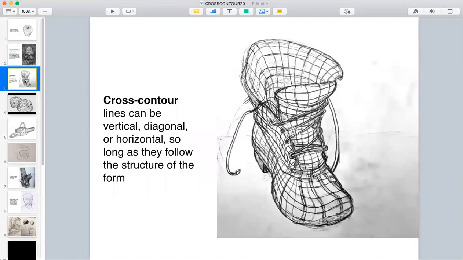So the cross contour lines can also go vertical and diagonal. The only rule is to stick with the function of them, which is to use line to describe form, like I was mentioning, in a computer wireframe sort of drawing.